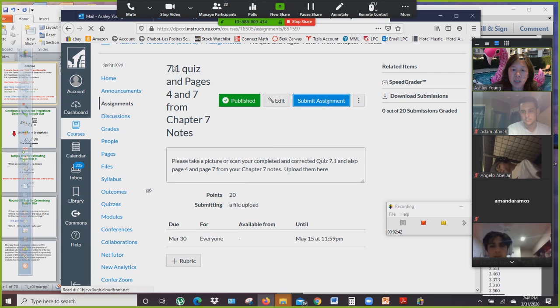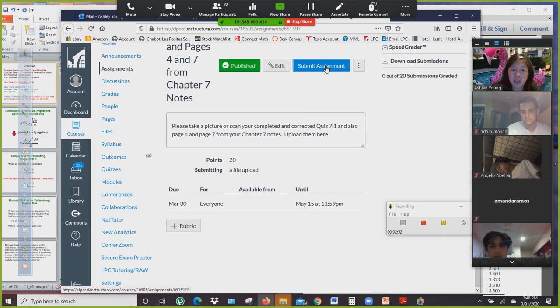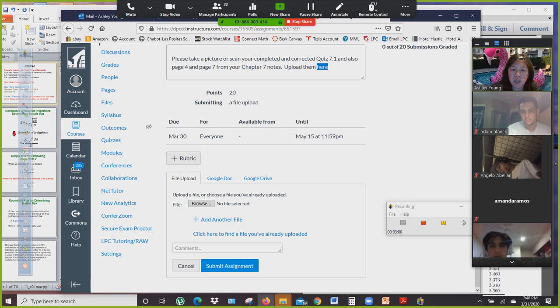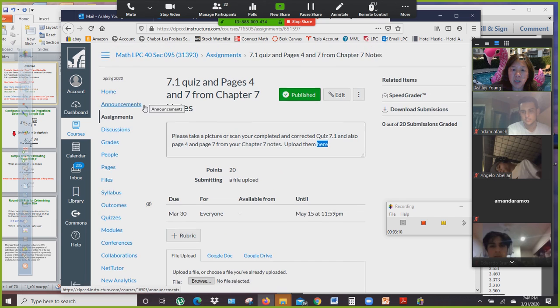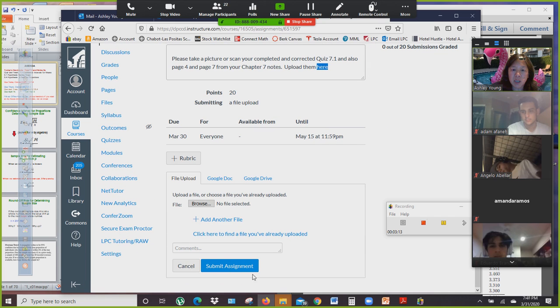and that will allow you to upload these pages: a 7.1 quiz. I really only need the first page, since the second page is really what we did today in our quiz, and then pages 4 and 7 from the Chapter 7 notes. So when you hit Submit Assignment, it will let you upload files. You can browse and upload a picture of your first one, then add another file, the next one, and add another file, and then hit Submit Assignment, and that will turn it in.